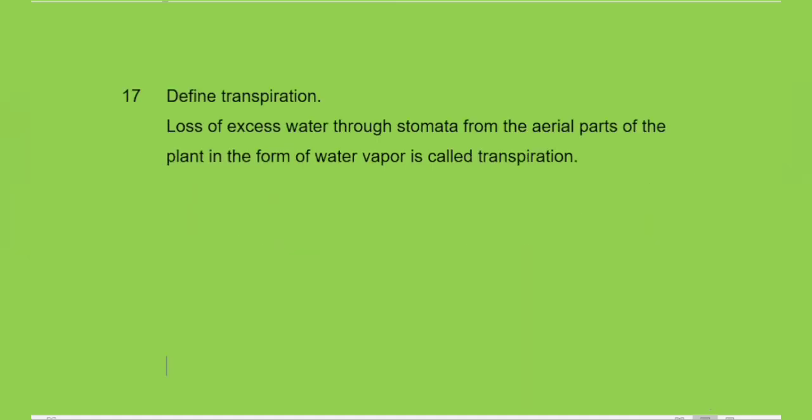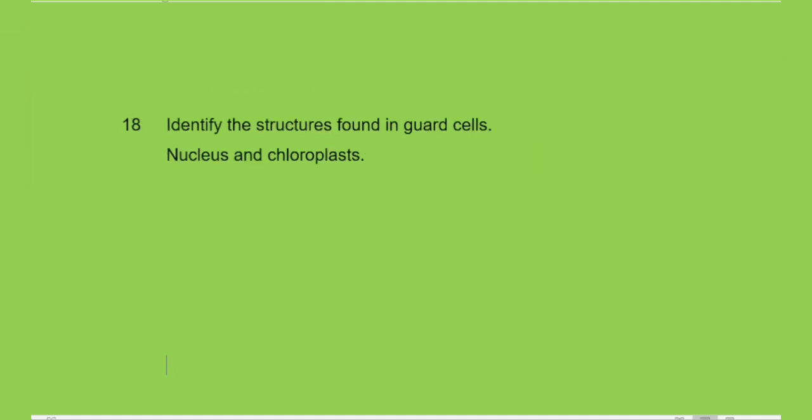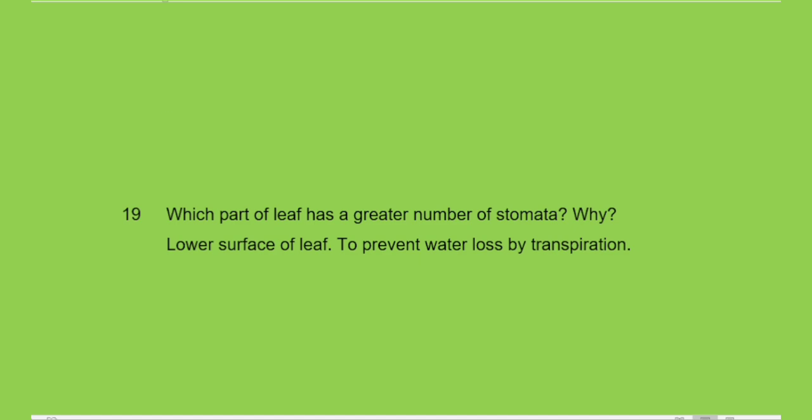Define transpiration. Loss of excess water through stomata from the aerial parts of the plant in the form of water vapor is called transpiration. Identify the structures found in guard cells. Guard cells have nucleus and chloroplast. Which part of the leaf has a greater number of stomata? Why? The lower surface of the leaf has the maximum number of stomata because the lower part is not exposed to sunlight, so it can prevent water loss by transpiration.